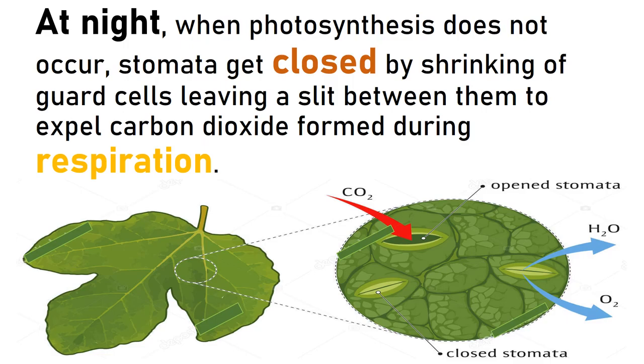At night, when photosynthesis does not occur, stomata get closed by shrinking of guard cells, leaving a slit between them to expel carbon dioxide formed during respiration.